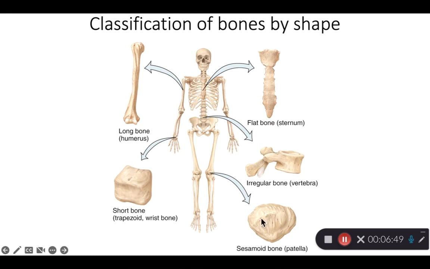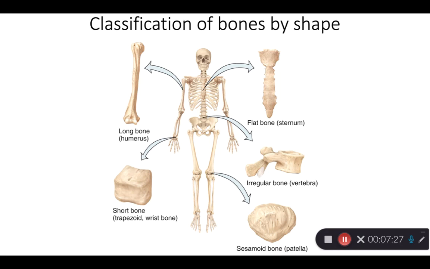And then the 5th category are called sesamoid bones. Now, sesamoid does refer to sesame, like a sesame seed, and that's because some of these sesamoid bones are pretty small, and they kind of look like sesame seeds. The other definition of a sesamoid bone is that it's completely encased inside of a tendon. So your patella, or kneecap, is the largest sesamoid bone, and it's completely encased in what's known as the quadriceps femoris tendon.